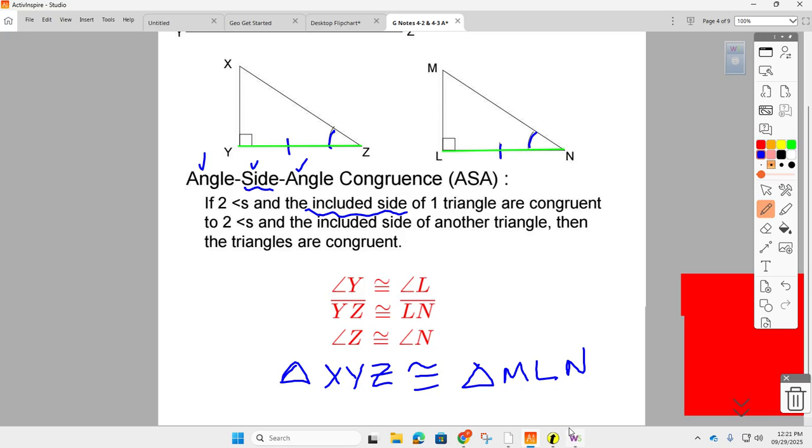So now that we know that the triangles are congruent, not only do we know that these things are congruent, we know that XY is congruent to ML. We know that XZ is congruent to MN. We know angle N is congruent to angle X. Does that make sense to everyone?